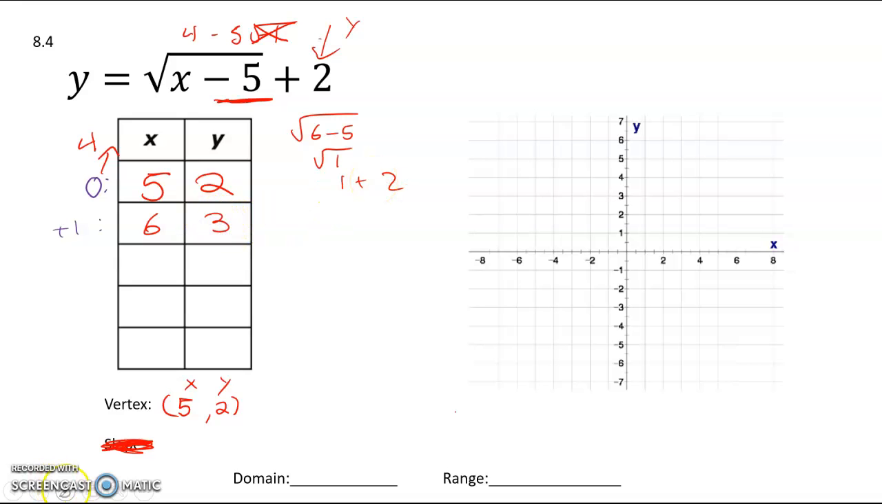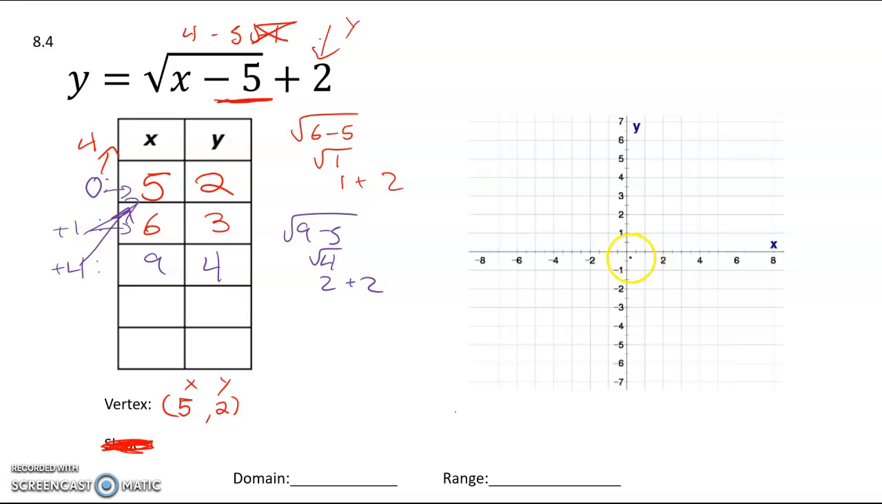For my next one, this is all based on the x value of the vertex. I'm going to add 4. Just add 4 to this and add 1 to this. So 4 plus 5 gets me 9. If I plug in 9, 9 minus 5 is the square root of 4, which is 2, plus 2, that gets me 4. And if I look, I can't really go any further on my graph here, so that's basically it. So let's go ahead and graph this.